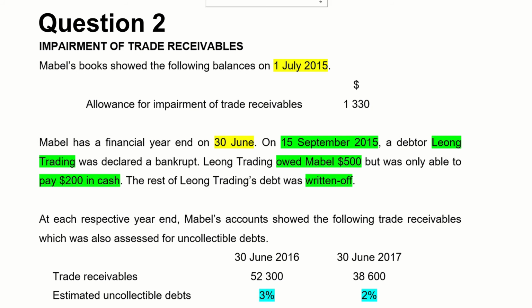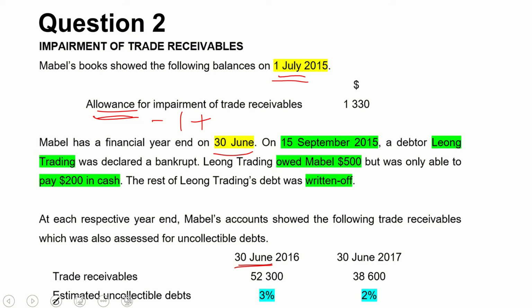Question 2. Impairment of trade receivables. There are a few important things to note on this question. Firstly, the financial year end is 30th of June. So every year you will see that the first day is always 1st of July and the last day is 30th of June. The second thing to note is that this is an impairment of trade receivable question. So you see that there is an allowance for impairment of trade receivables. Allowance accounting rule is minus plus because this is a contra asset.